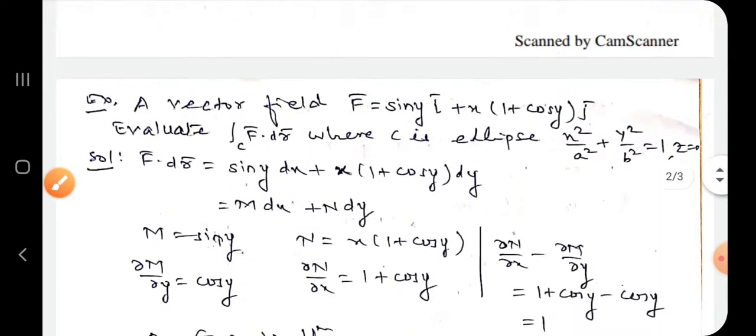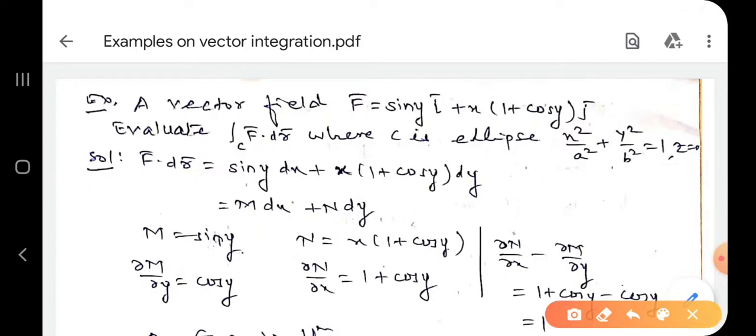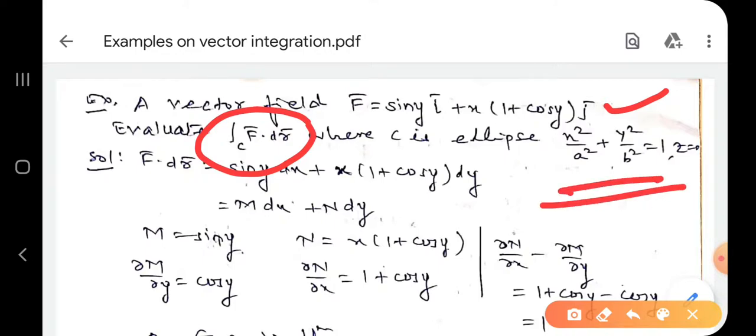In the next example, take the vector field f bar equal to sin y i bar plus x into 1 plus cos y j bar, and then we have to evaluate the integral over C of f bar dot dr bar, where C is the ellipse. This is important here: x square upon a square plus y square upon b square equal to 1, z equal to 0.